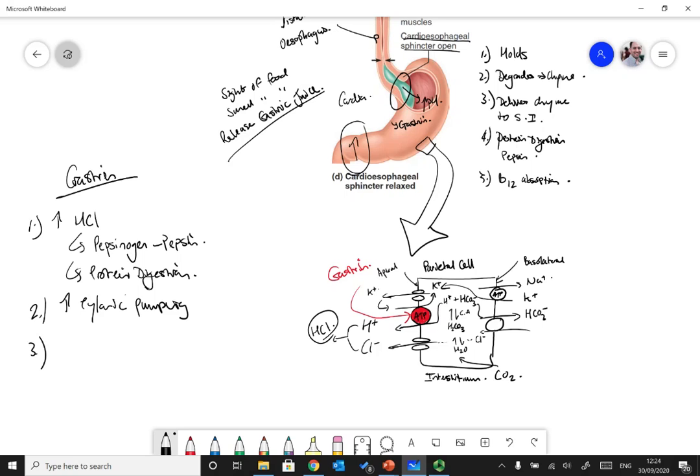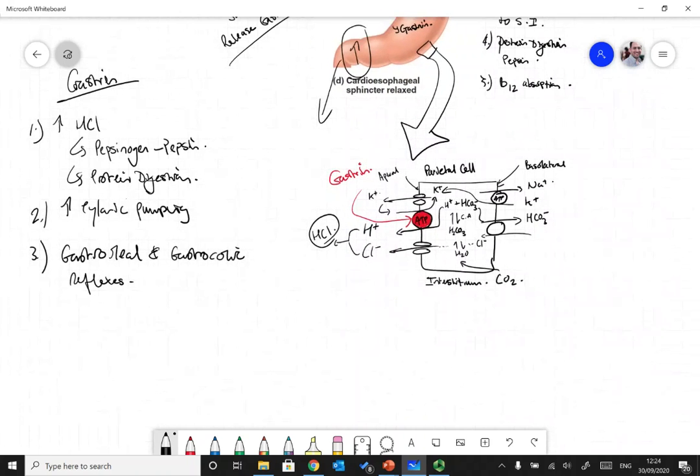Three. It will stimulate a couple of different reflexes, and this is the idea of just moving everything further along, further down. What it's going to stimulate is the gastroileal and gastrocolic reflexes, and that's responsible for moving food further along into our disassembly line.